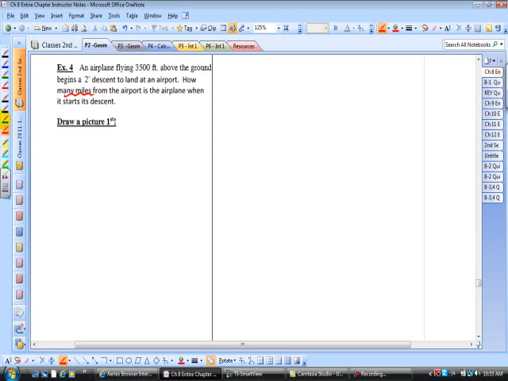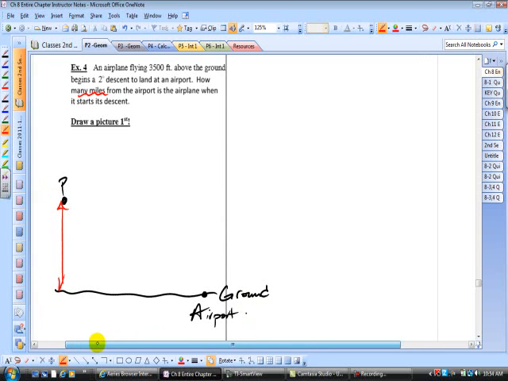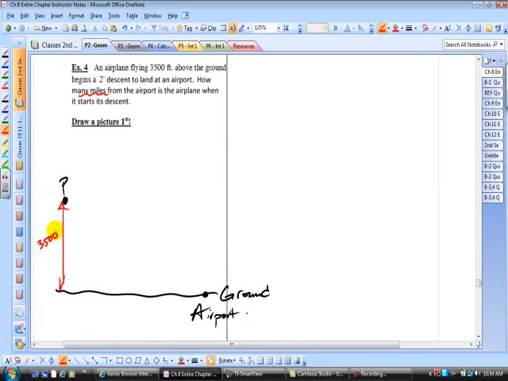So let's draw a picture here. Let's draw the ground. Let's say the plane's right here. P for plane. Okay, airport over here. A for airport. Okay, there's the plane's position right up there in the air. It is 3,500 feet above the ground. And it's going to start a 2-degree descent.